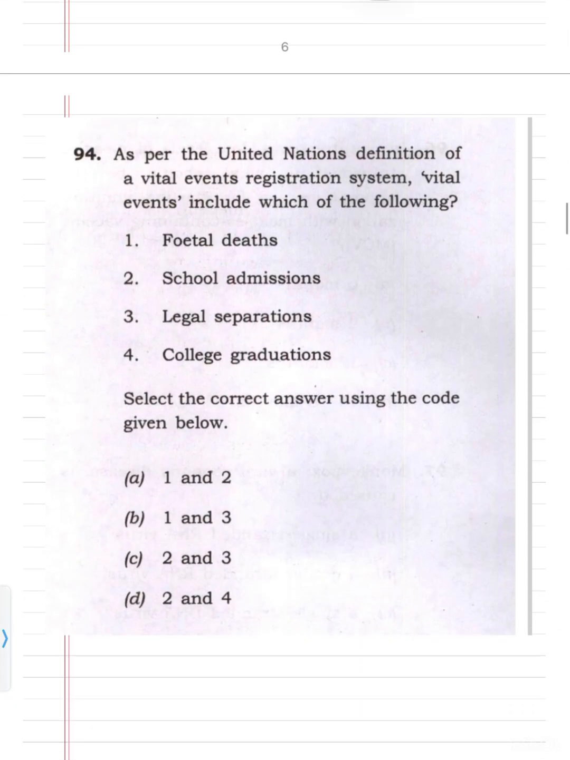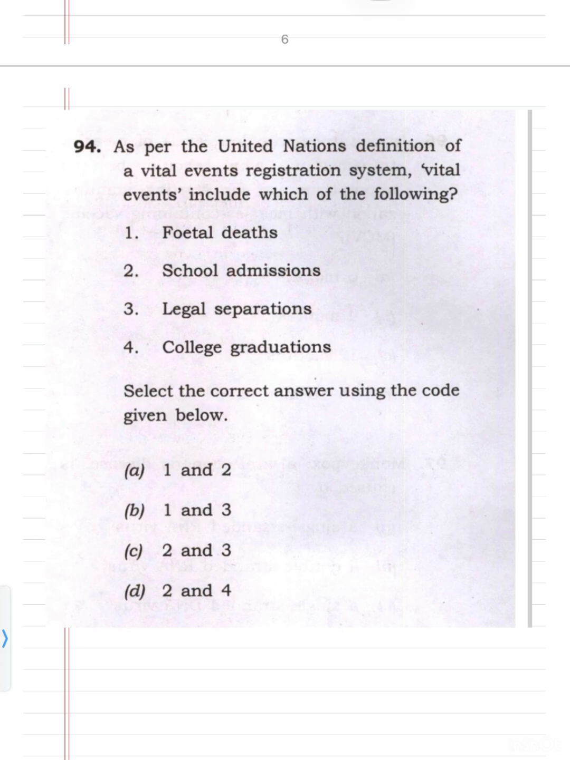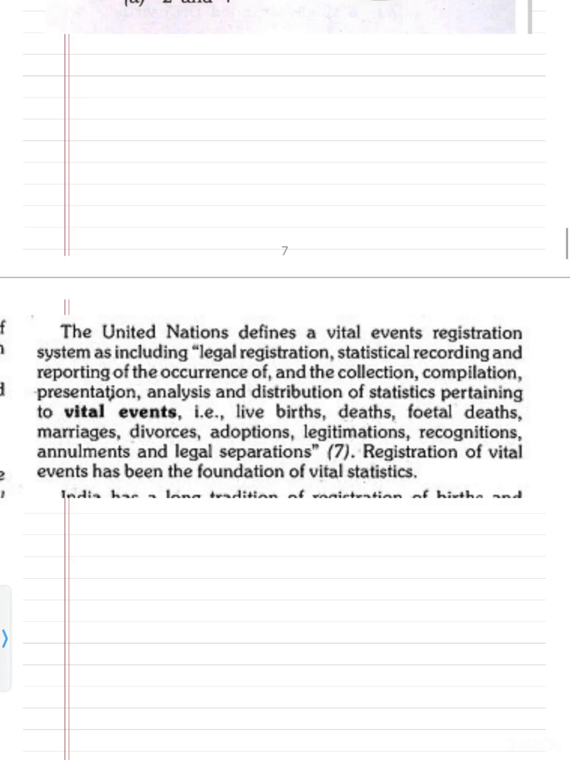Coming to 94. As per the United Nations definition of vital events registration system, vital events include which of the following? So what will be known as a vital event? What all will be enumerated? One is fetal death, second is school admission, third is legal separation, fourth is college graduation. So for that, we need to know the definition of vital events as per the United Nations. So coming to the definition, it's taken from PARK.